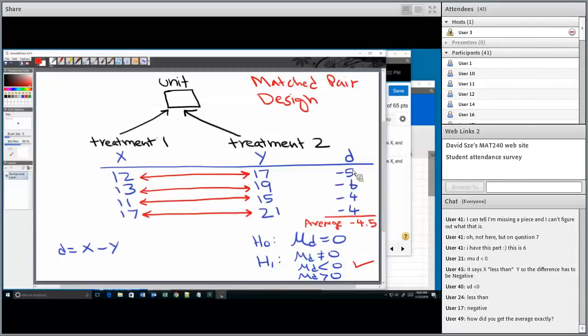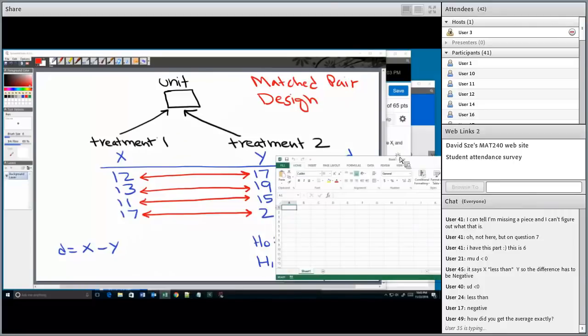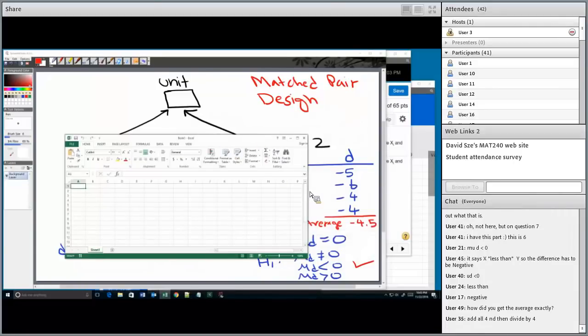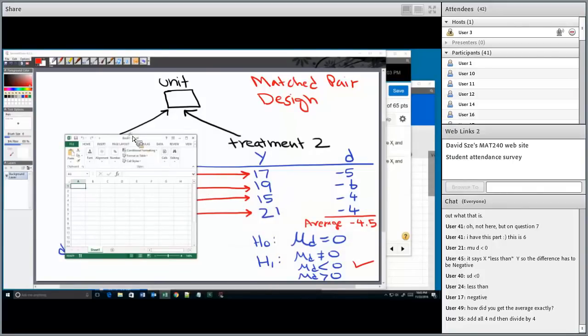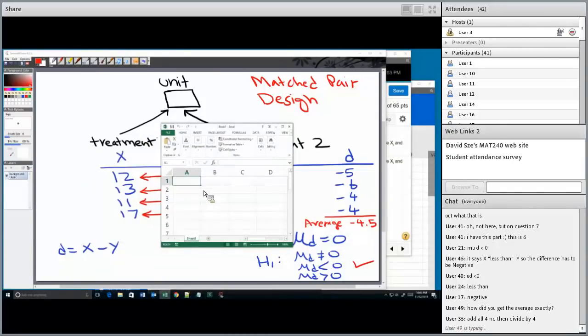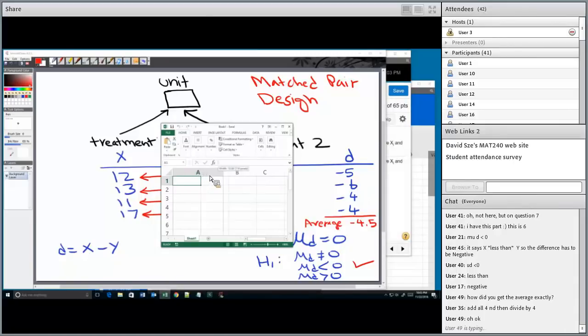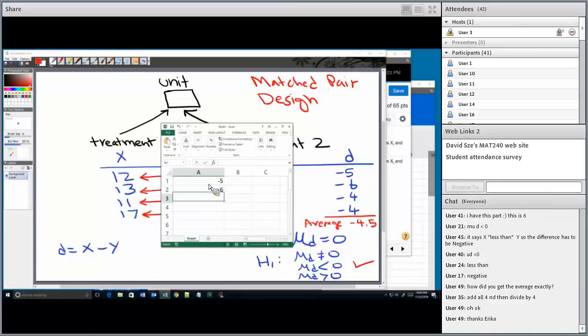The average is just, I just take the average of these d's, right? So it's just a simple average. I can show you how we can calculate the average. Yep, add all 4 divided by 4. Or I can use Excel to do this. So say I have -6, -5, -6, -4, -4. And how do I do this? So I say equal.